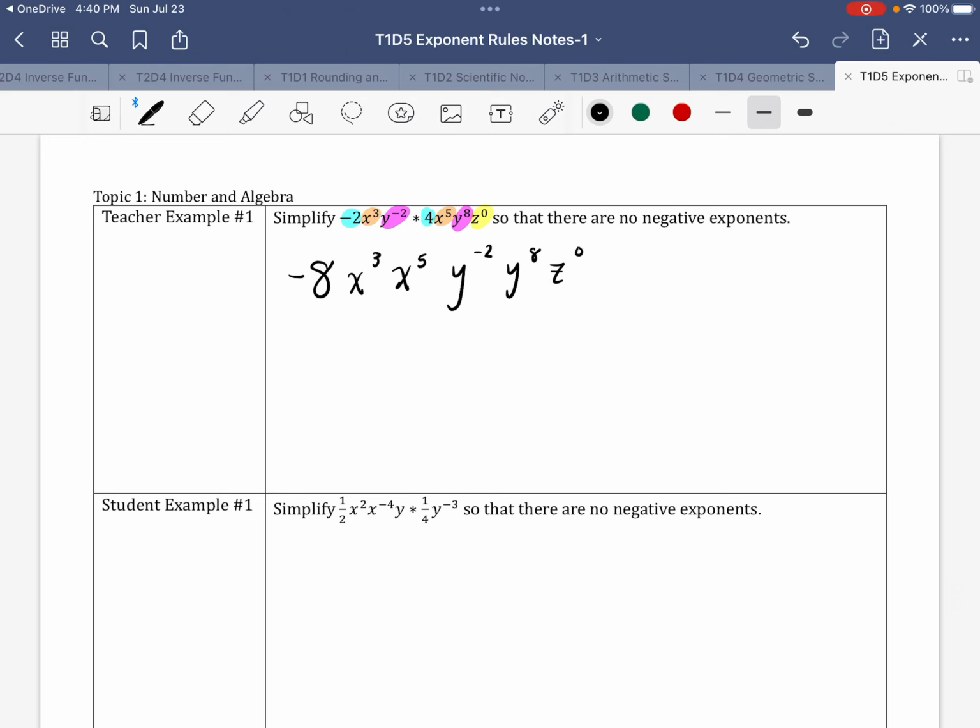All of these are being multiplied, so I'm just going to start by using my product rule. That means we're going to add up our exponents. So 3 plus 5, -8x to the 8th power. And then -2 plus 8, we're going to get y to the 6th power. And we know that z to the 0th power equals 1 times 1. This is just written as it is. Okay. Go ahead and try your example on your own.